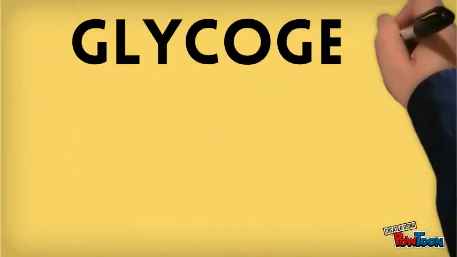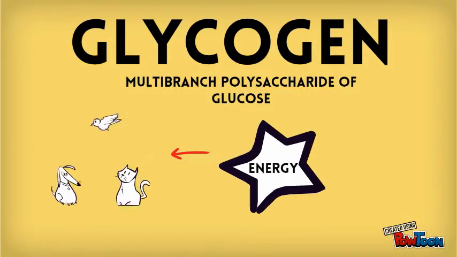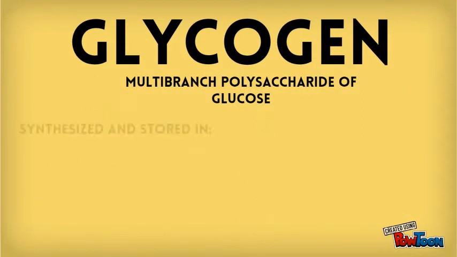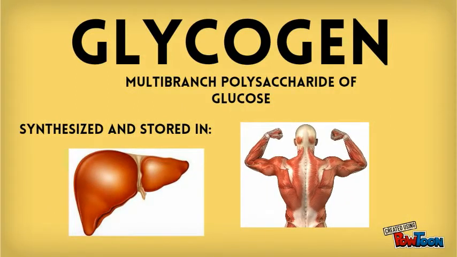Glycogen. Glycogen is a multi-branched polysaccharide of glucose that serves as a form of energy storage for several animals and fungi. Glycogen is synthesized and stored mostly in the liver and in muscles, and its function is that of being the secondary long-term energy storage, the primary being adipose tissue or fat. It is considered the equivalent of starch in plants, and it represents a very important form of glucose storage.